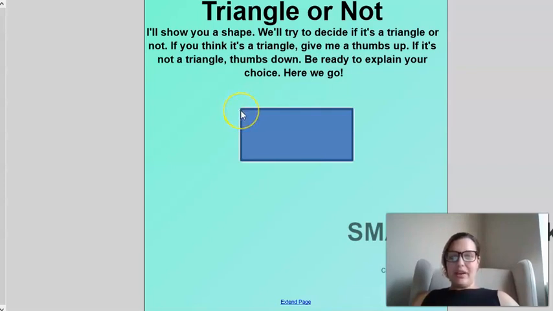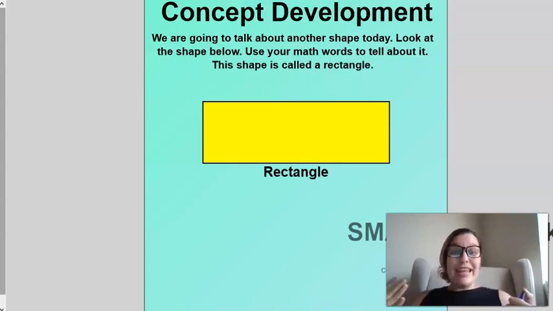Very good. Let's count our points. 1, 2, 3, 4. So we have 4 points, corners. And then we have 1, 2, 3, 4. It is not a triangle because we need 3 sides, 3 corners, straight lines, and closed. And we have 4 sides on the shape. But that is the perfect shape to end with because it is our shape of the day. One of the 2. Okay, so we have 2 shapes we're learning about today. This is one of them.